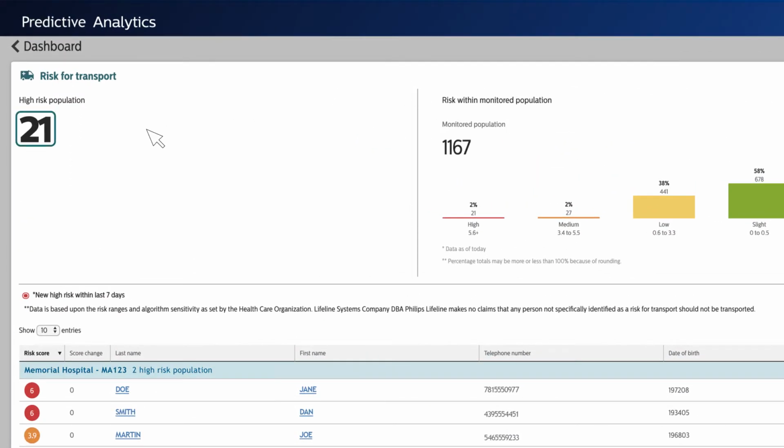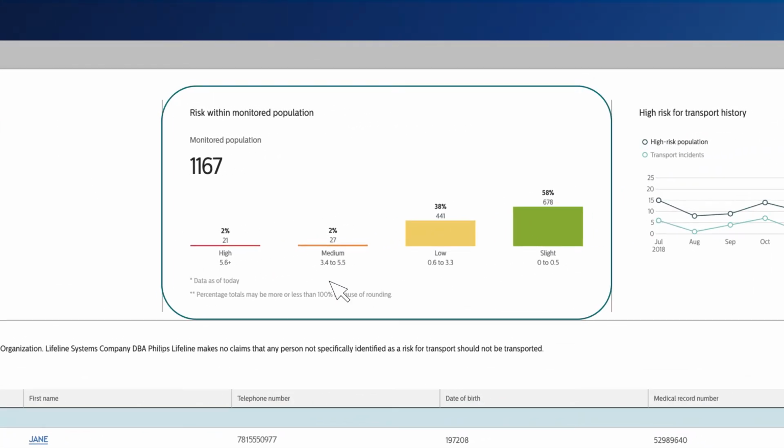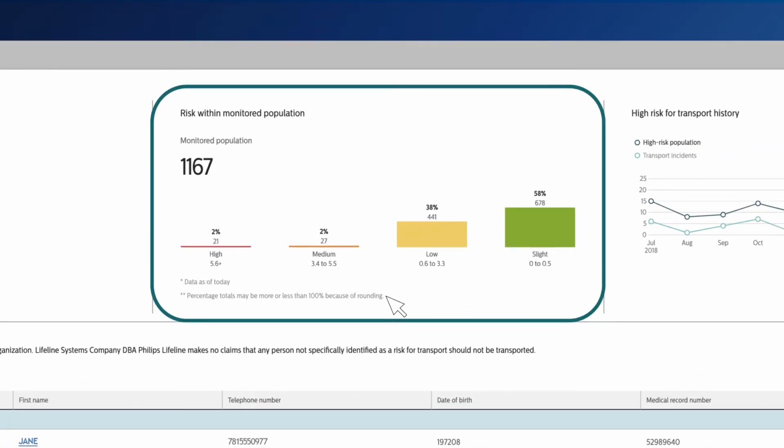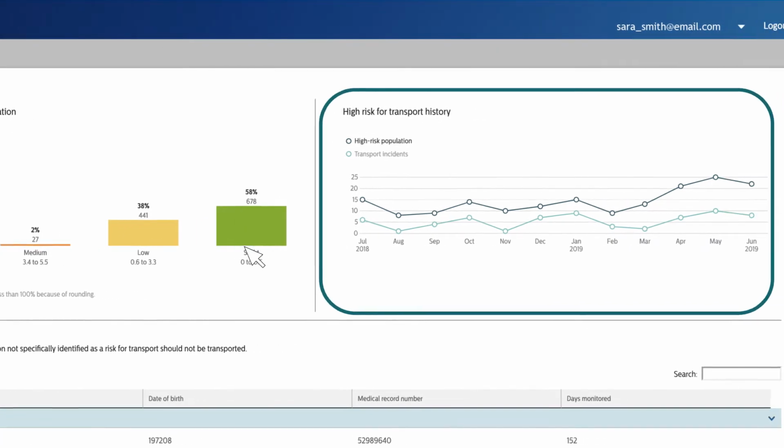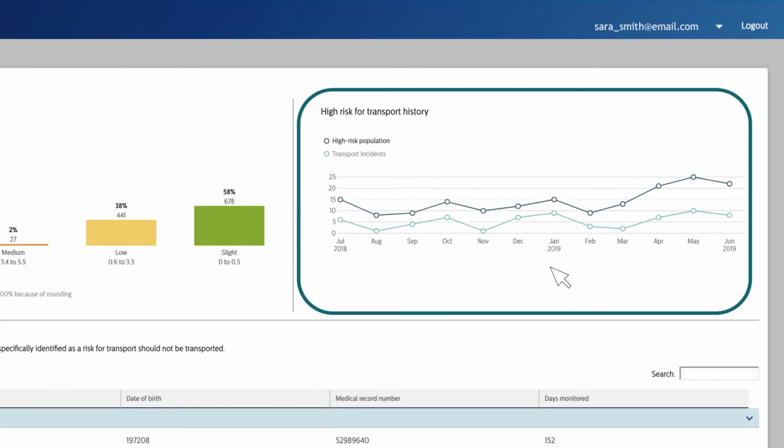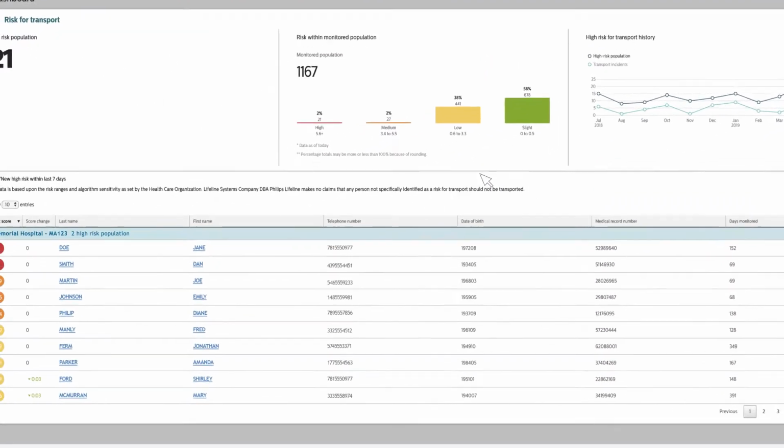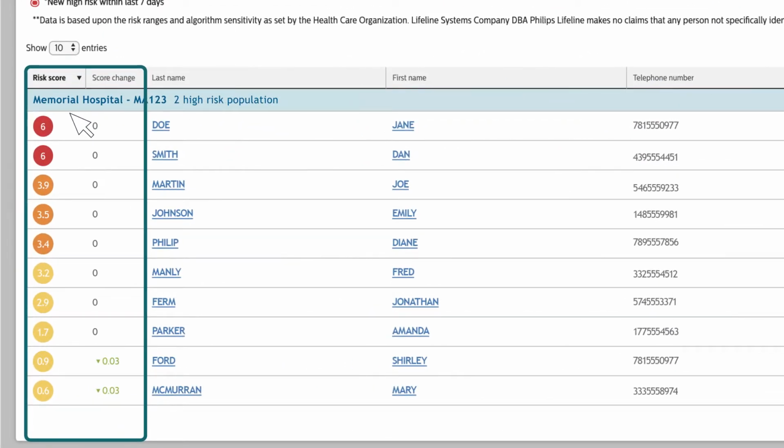On the left is the number of people who are at risk for transport in your organization for the next 30-day period. The middle panel shows the comparison between the stratification groups in your organization. Based on your setup and the actual care recipients being monitored, you can expect to see between 2% and 5% of your population flagged as high risk. A 12-month trend of your high-risk population and actual transport incidents is shown on the right. Keep an eye out for new high-risk, patient risk score, and score changes.